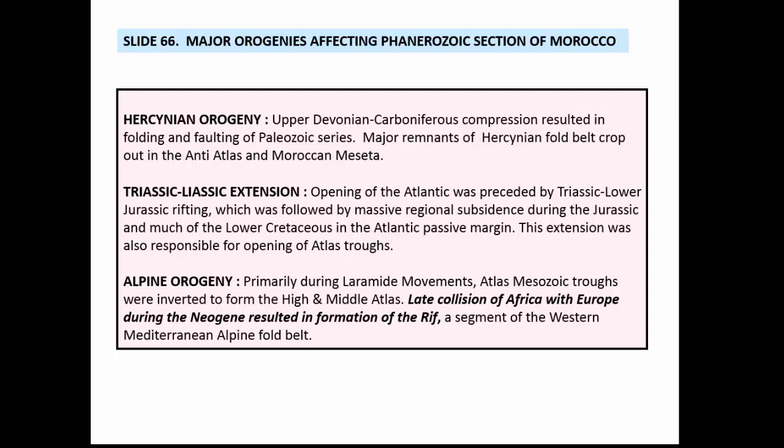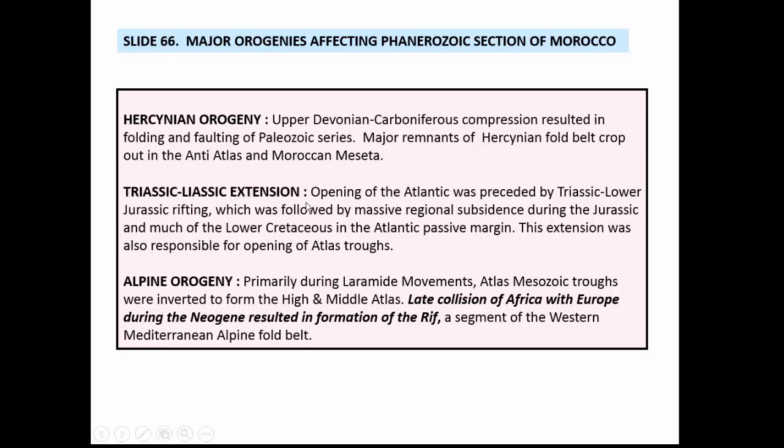3 major orogenies affect the Phanerozoic section in Morocco. The Hercynian orogeny, which is Upper Devonian to Carboniferous, is the same one you have over there in the mid-continent area. And over that unconformity, you get the Woodford shales deposited. But that's in mid-continent United States. This is over here in Africa.